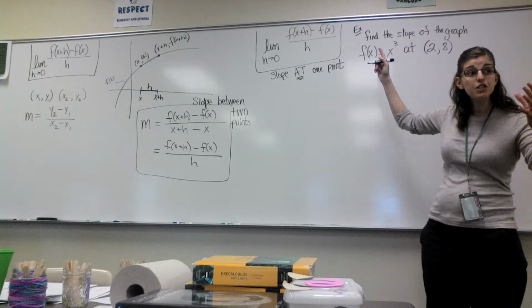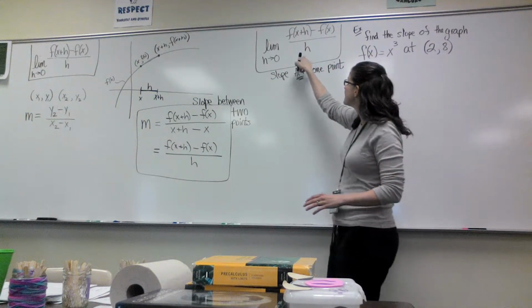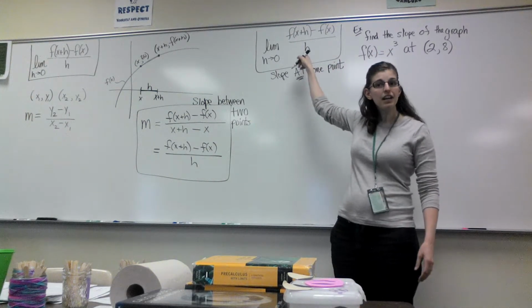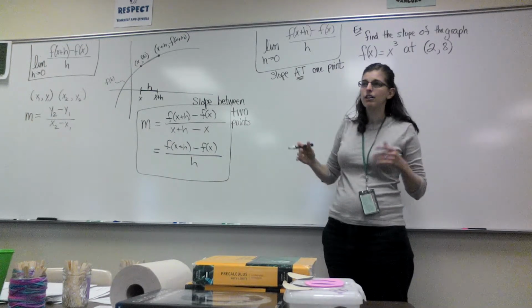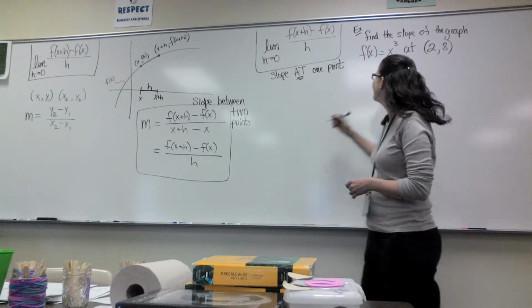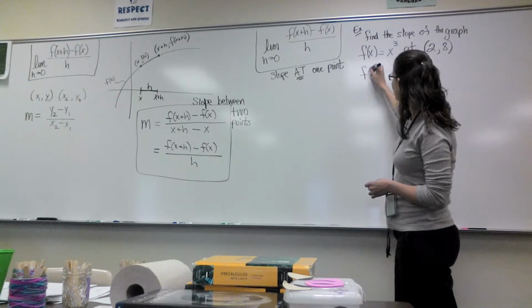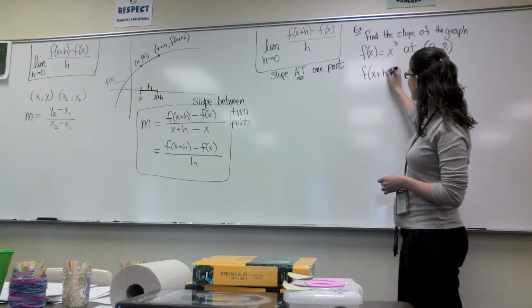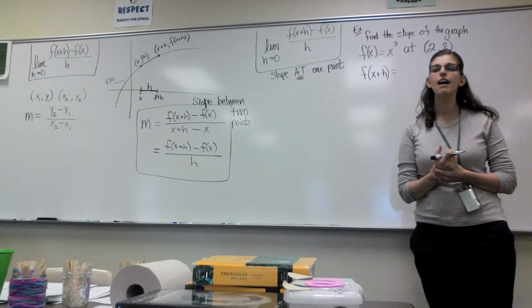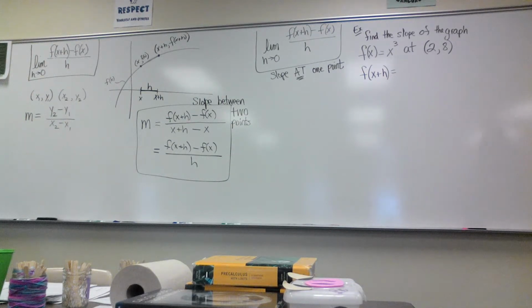Okay, so I'm going to start by taking this limit. I'm going to set it up just like we did yesterday or Tuesday. You're going to start by finding f of x plus h, just like we've been doing. So what is f of x plus h going to be? X plus h quantity cubed. Very good.